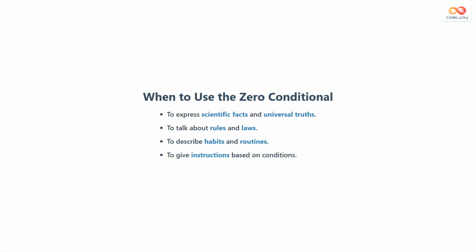The zero conditional is used in several important situations. Use it to express scientific facts and universal truths, like the sun rises in the east. It is also used to state rules and laws, describe habits and routines, and give instructions that depend on certain conditions.